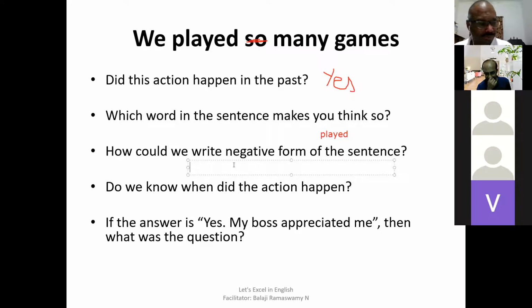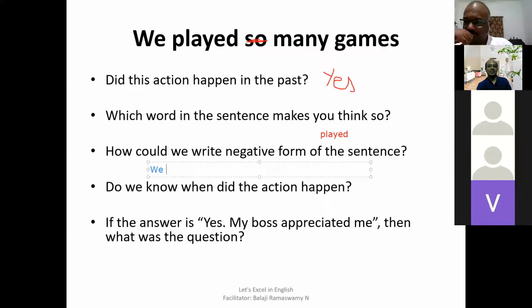Okay, Monica, how to write a negative form of this sentence? Okay, Vasanthi ma'am, how to write the negative form of this sentence? We played many games. Okay, which sentence are you asking me, Balaji? There's only one sentence at the top. We never played many games. Yes, you can say that also. Or I shouldn't be altering the meaning, right? Yes, you shouldn't alter the meaning. Correct.